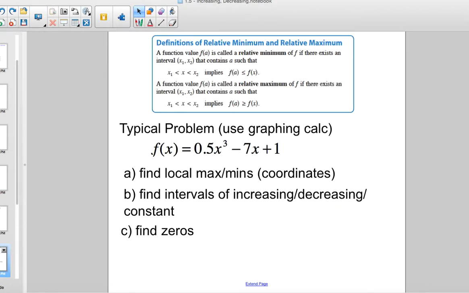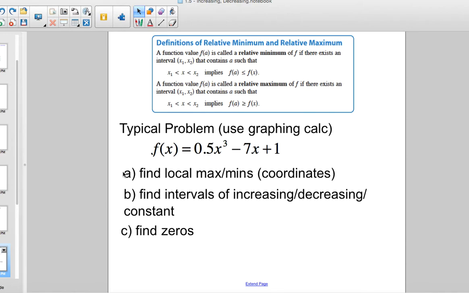All right. So definitions of relative mins and relative maximums. Again, kind of wordy here, but all I really want you to know is it's kind of like a local high point or local low point. Sometimes you do call them local maximums or local minimums. But really, it's just kind of like where is there like little vertexes throughout the graph if there's more than one.